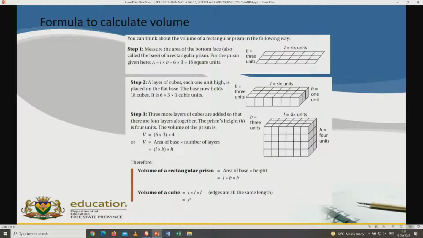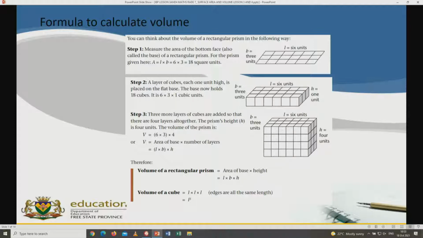It is also increasing. Now let's have a look. How many cubes or units are on the length side? It is 6, and then the breadth, it is still 3. Now let us count the number of layers from bottom up, going up. It will be the first layer, the second, the third, and the fourth. Hence we have now the 4 units.